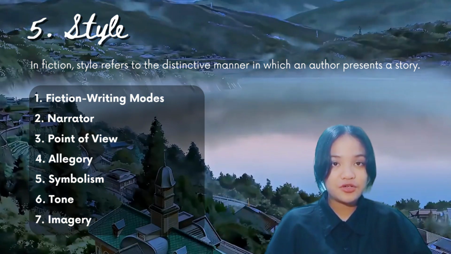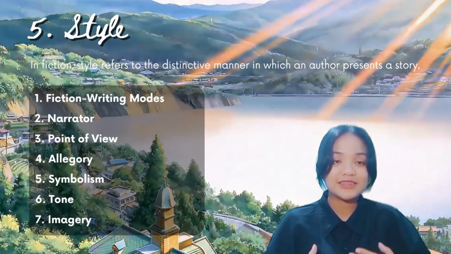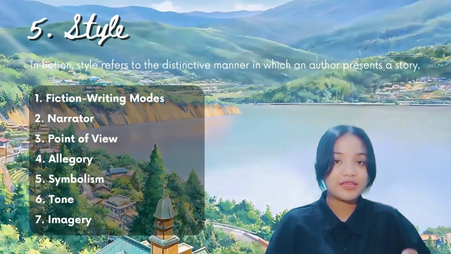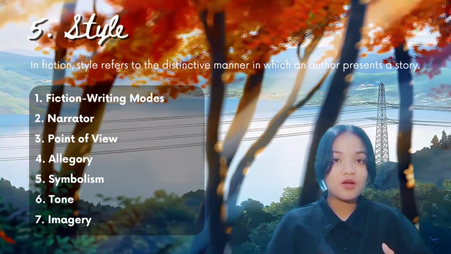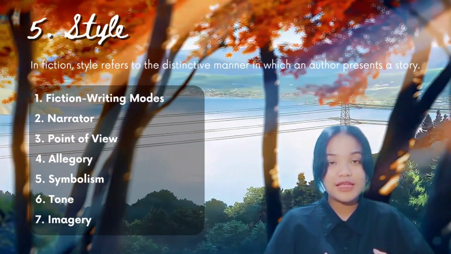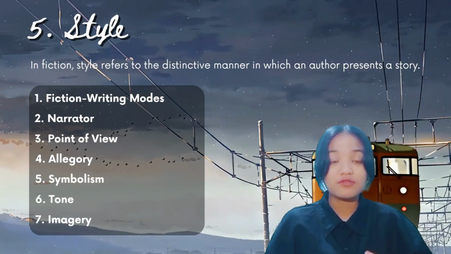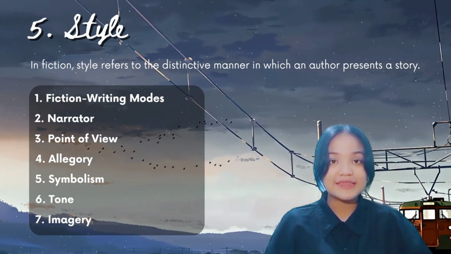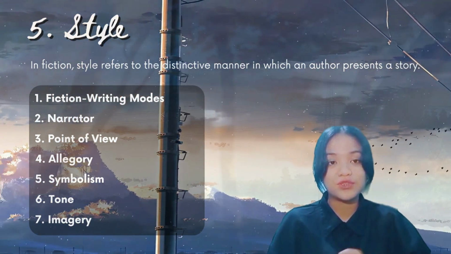Next, allegory is when the story characters and events represent larger ideas. Next is symbolism, using an object or event to stand for something else. Next is tone, the mood or attitude of the story. The last is imagery, descriptive language that appeals to the senses.